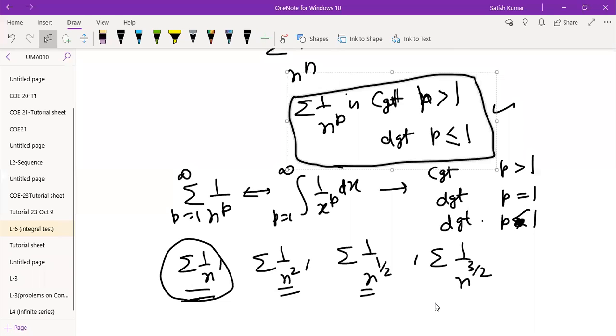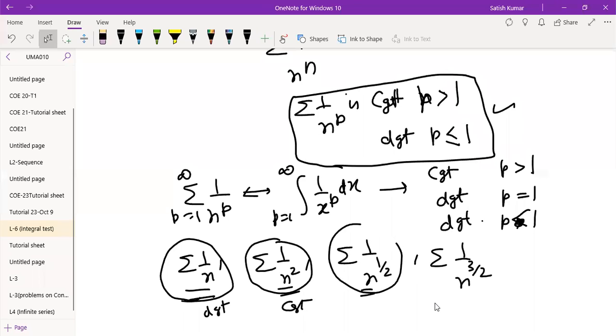So what is summation 1 by n? So it is divergent. So summation 1 by n square? कन्वर्जेंट। 1 by n raised to power 1 by 2? डाइवर्जेंट। And summation 1 by n raised to power 3 by 2? Convergent, sir। So now see the difference.